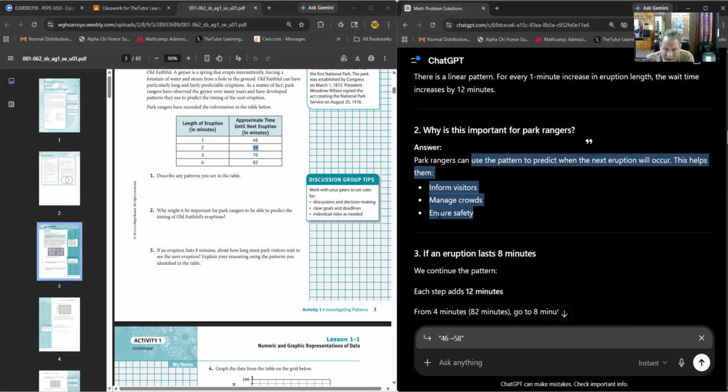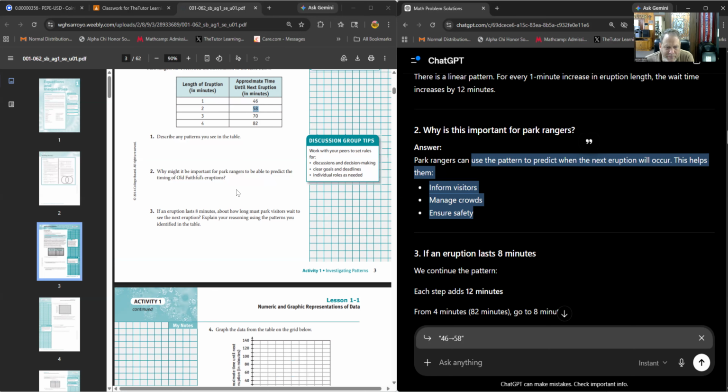We don't want to be out there. First off, you don't want to be out there when the geysers are going to be blowing up out of a hole, do you? Okay. Well, it also ensures safety, right? Manage crowds and inform the visitors when the next eruption will occur, right? All right.